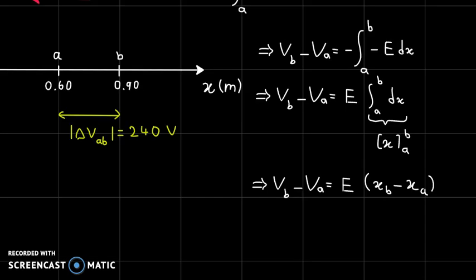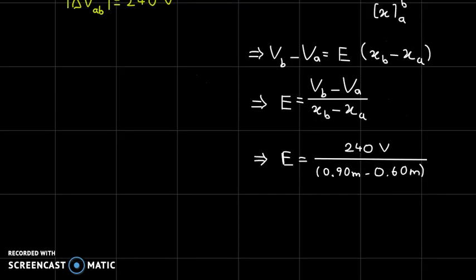Now we're looking for E. Let's isolate E. E is equal to V sub B minus V sub A, that's the potential difference from point B to A, divided by XB minus XA. Now let's go ahead and substitute the numerical values to calculate the final answer. Now remember, point B is at a higher potential compared to point A, so VB minus VA is then positive 240 volts. And then in the denominator we have XB, which is 0.90 meters, minus XA, which is 0.60 meters.